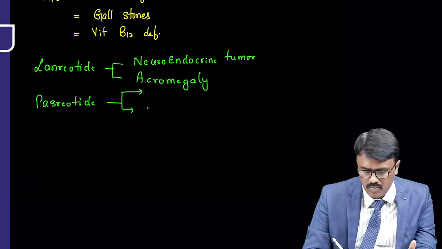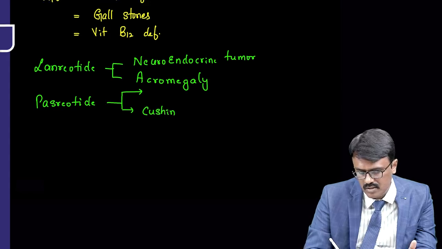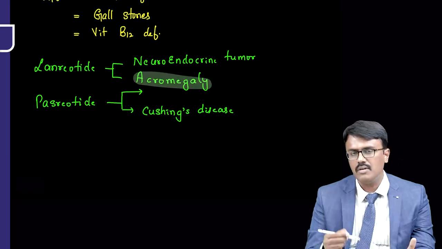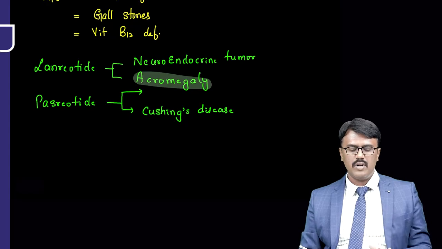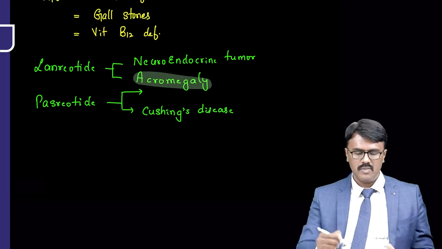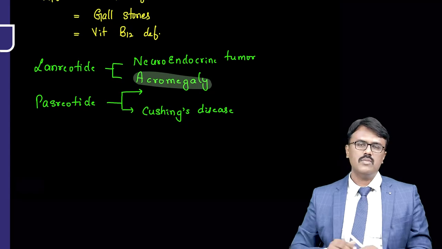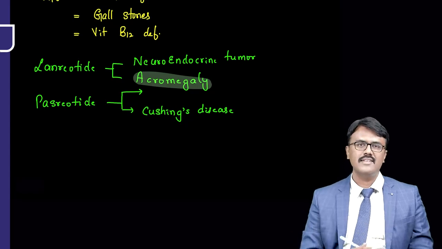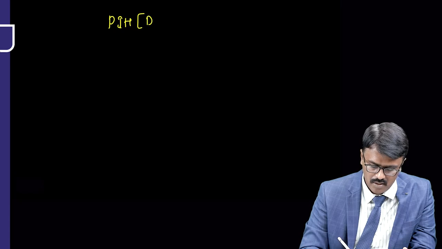It is also used in one more condition, that is Cushing's disease. So please take the message. All the tides, octreotide, lanreotide, pasireotide, are used for acromegaly. Lanreotide as a specialty is used in neuroendocrine tumors. Pasireotide as a specialty is used in Cushing's disease. So that is about the growth hormone inhibitory hormone, somatostatin, and the main drug in that is octreotide. Once we are done with that, let us move on to another important concept, the prolactin inhibitory hormone. Prolactin inhibitory hormone is nothing but dopamine.